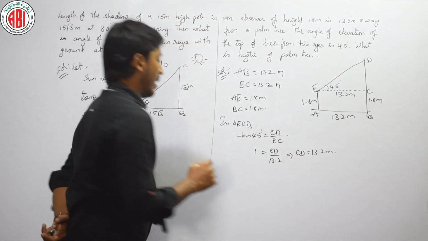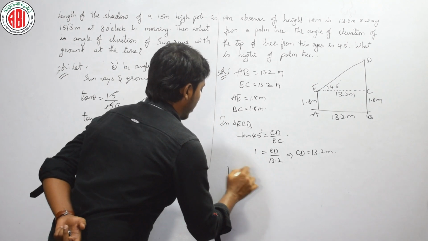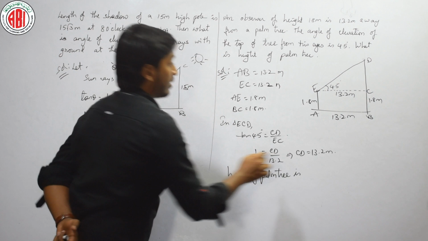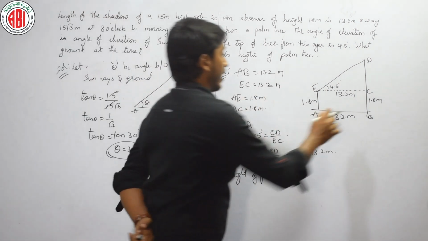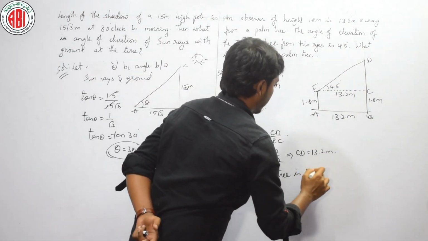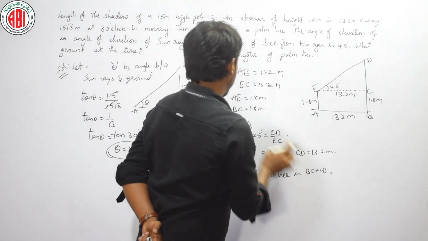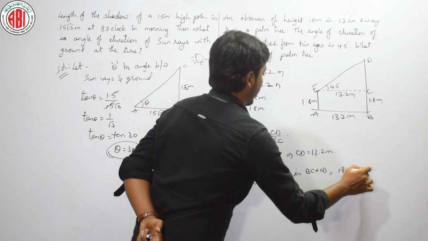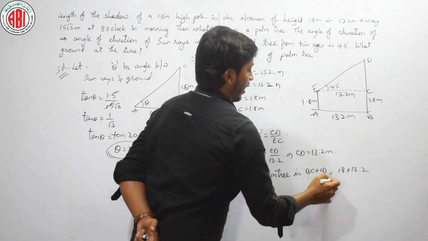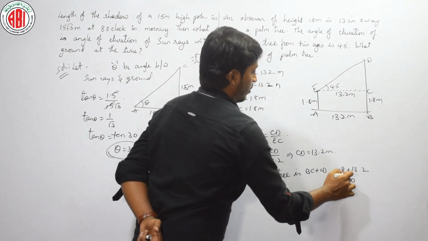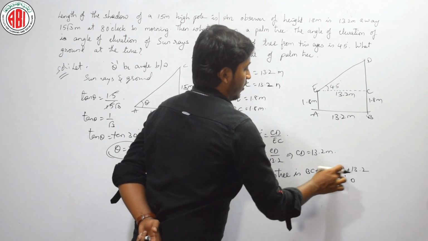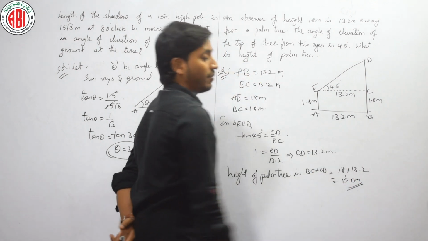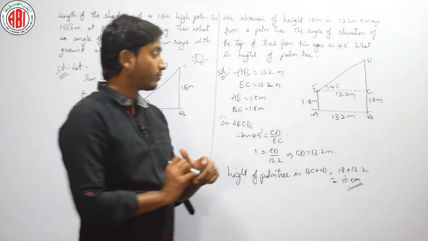Then what is the height of the palm tree? Therefore, height of the palm tree is, what is the total height now? That is BC plus CD. What is BC? 1.8. What is CD? 13.2. Therefore, it becomes 15.0 meters, that is nothing but 15 meter. Is it clear?